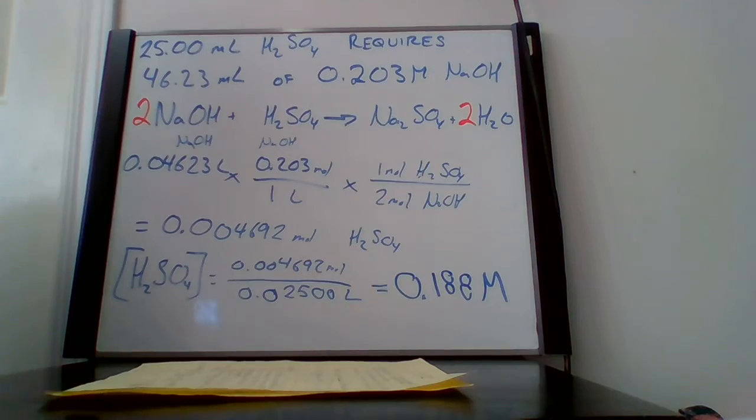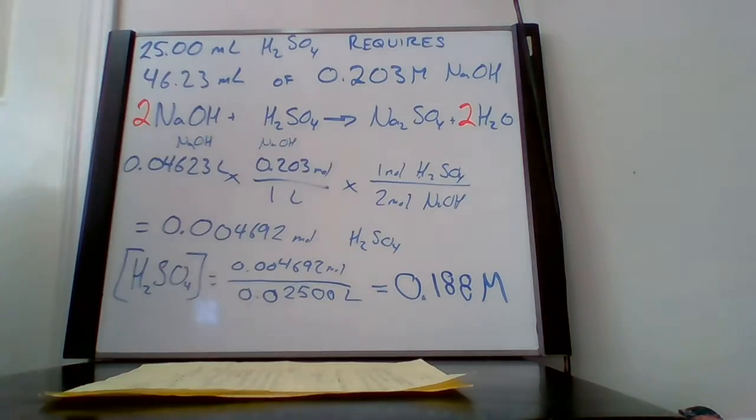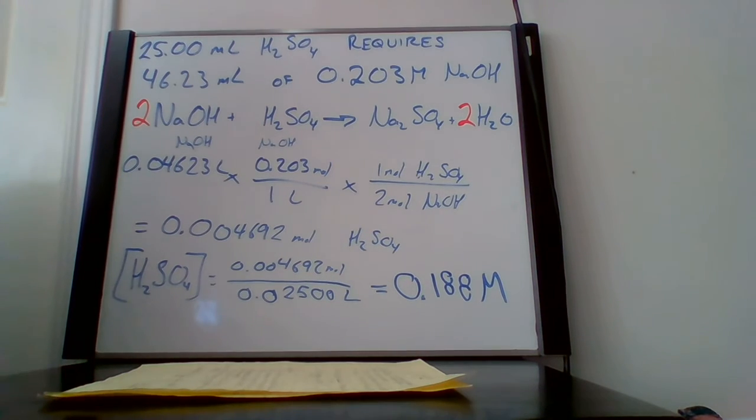Okay, so that is figuring out the unknown concentration from a known concentration and the volumes that we had. Let's move on to figuring out percent purity.